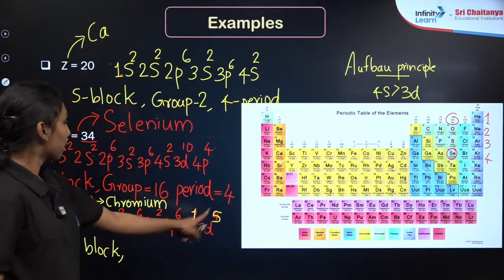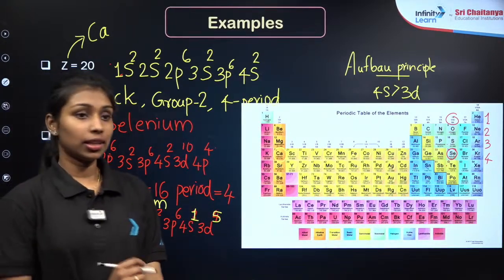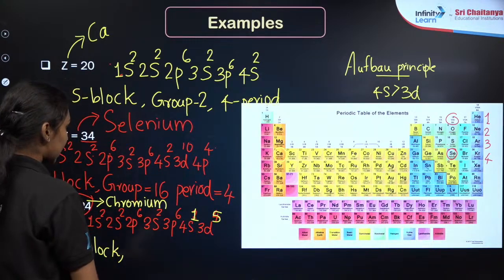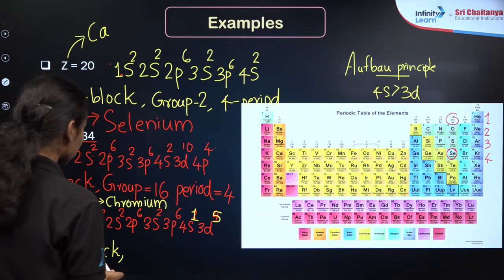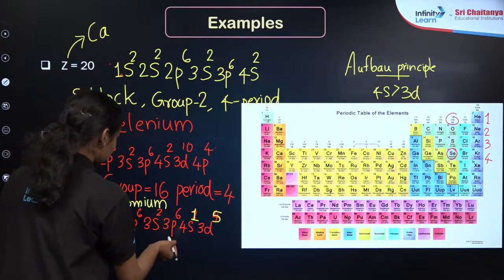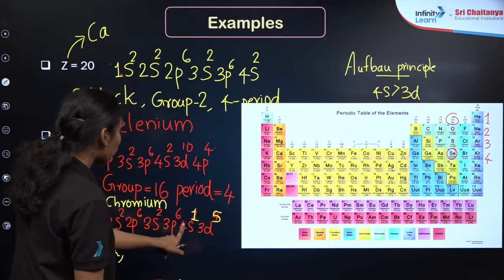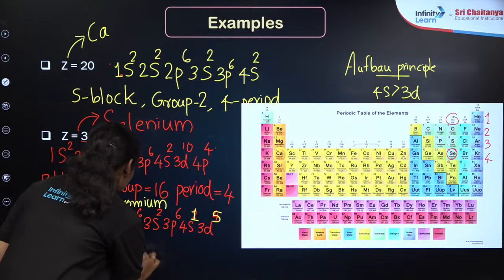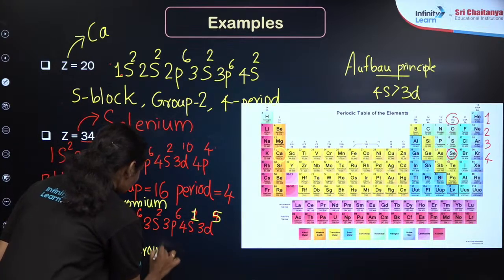Then which will be the group number of this particular element? If you are considering the d block element, you can say that the total number of (n-1)d orbital plus ns electrons, right? 5 plus 1, 6. It belongs to group 6.